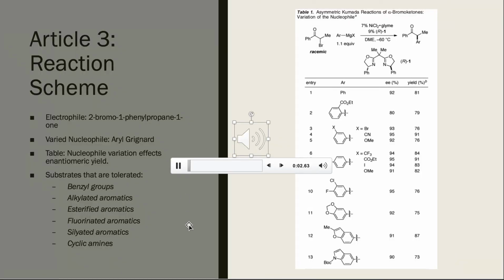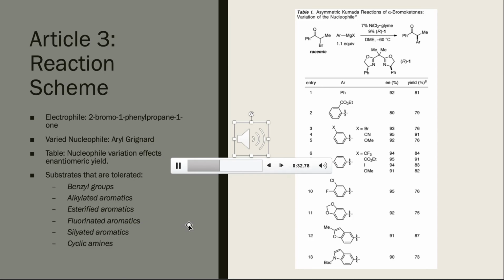As always, the table provided on the right describes the reaction done in the synthesis. The electrophile is going to be the aryl magnesium halide. And then our chiral auxiliary is going to be that alpha bromoketone. The table describes the variation of the aryl groups used on the electrophile.